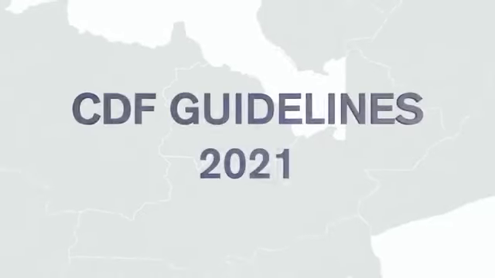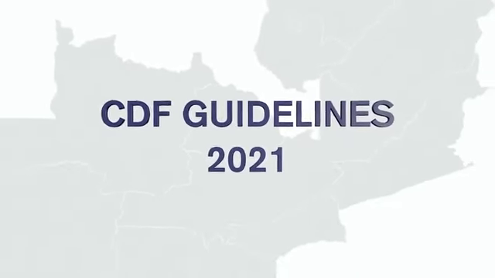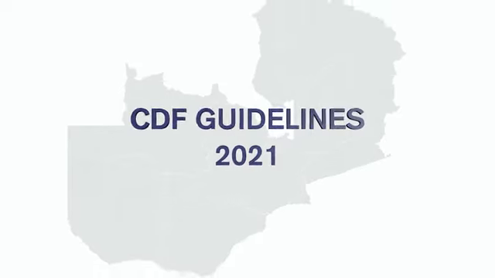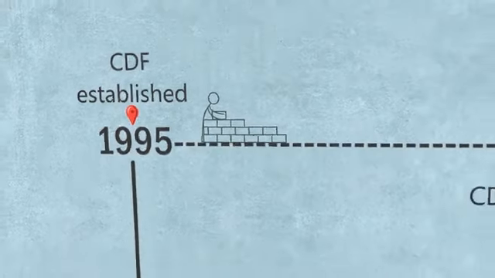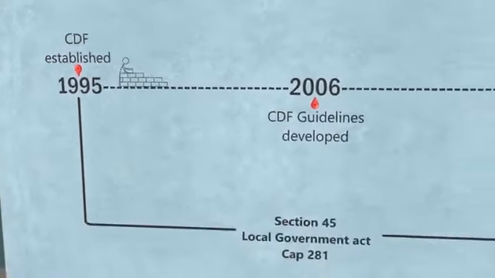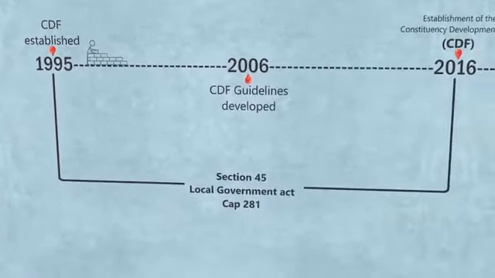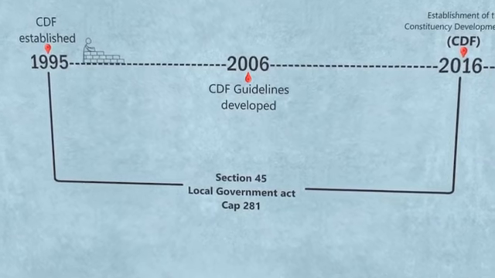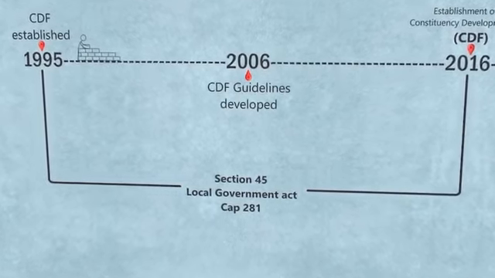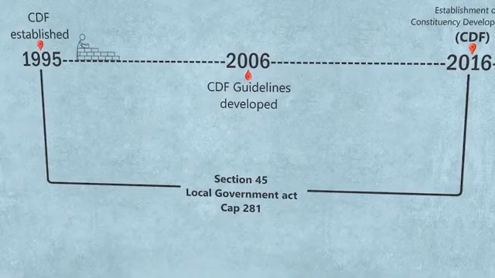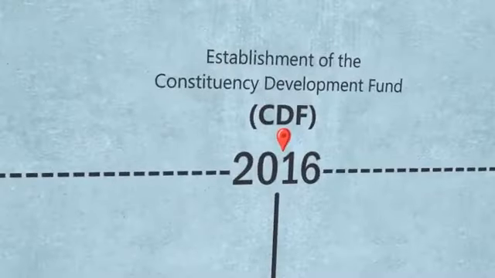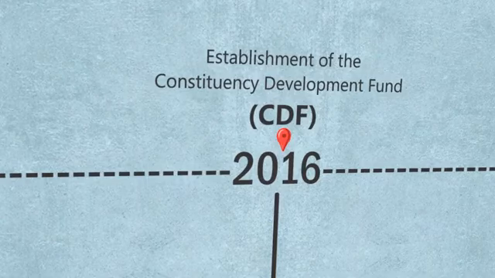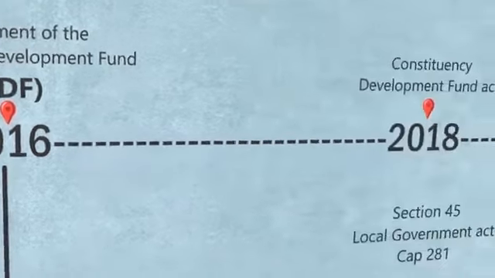The CDF Guidelines 2021. The Constituency Development Fund (CDF) was first established in 1995 to support small community projects in all of Zambia's constituencies across the country. From 1995 to 2016, the fund was provided for under Section 45 of the Local Government Act Cap 281 of the Laws of Zambia. In 2016, the Constitution established the Constituency Development Fund.